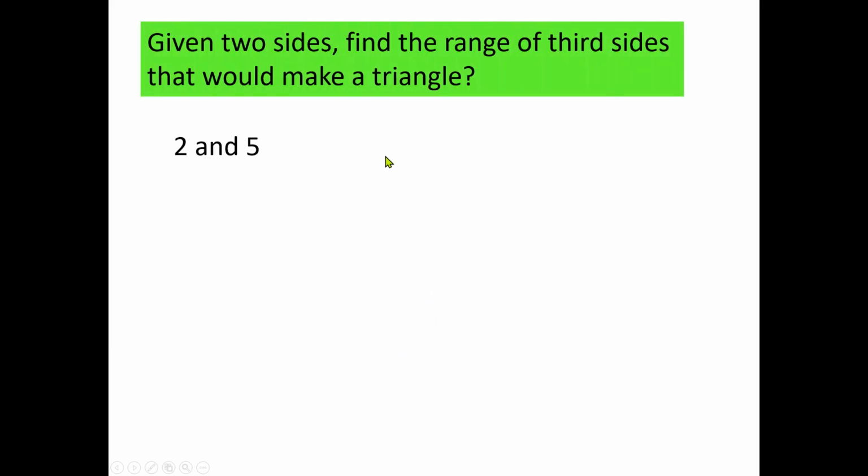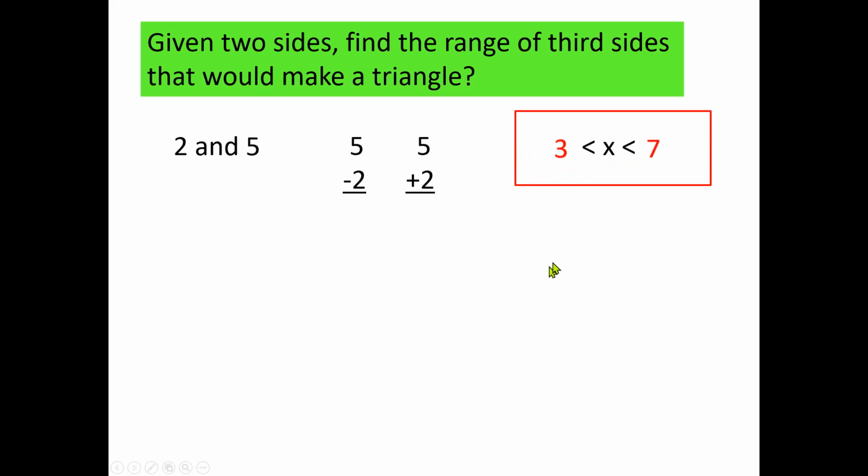Okay, what if you're trying to find a range of the third sides that a triangle would make? Right, 2, 5. If you had 20, then 20 wouldn't work, right? So this one is the gimmick, where you take 5 minus 2, and 5 plus 2, and you get 3 and 7, and then you plug them into this less than or equal to double inequality. Okay, so this is saying that all the answers are less than 7, and all of the answers are bigger than 3.